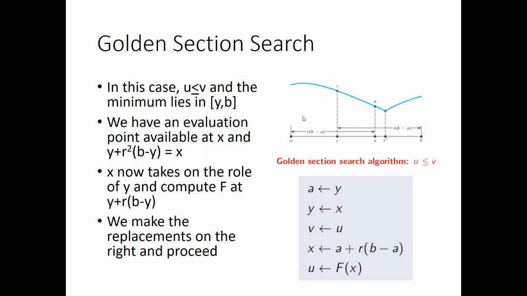In the case of u less than v, the minimum lies between y and b, and we have an evaluation point available in that interval at x. x will now take on the role of y, and then we'll be able to compute f at y plus r times (b minus y). And again, we make the replacements on the right and proceed with our search.